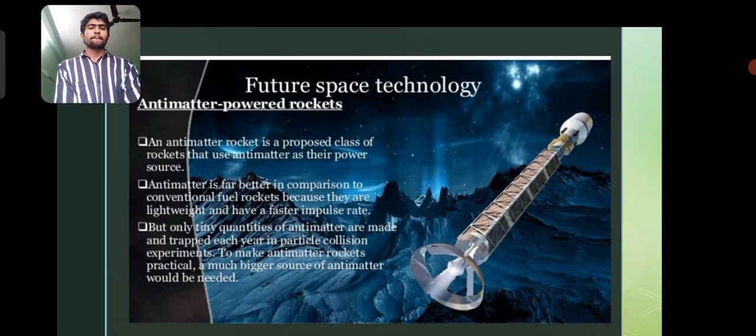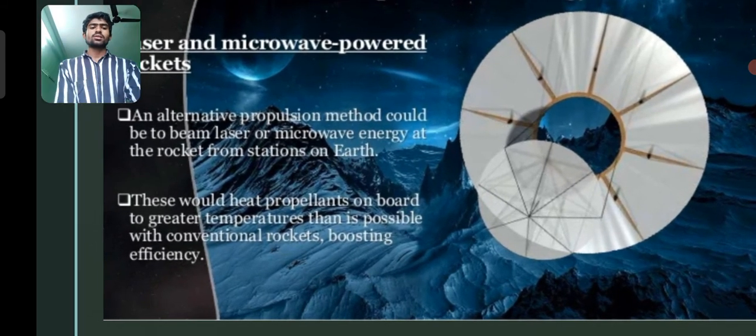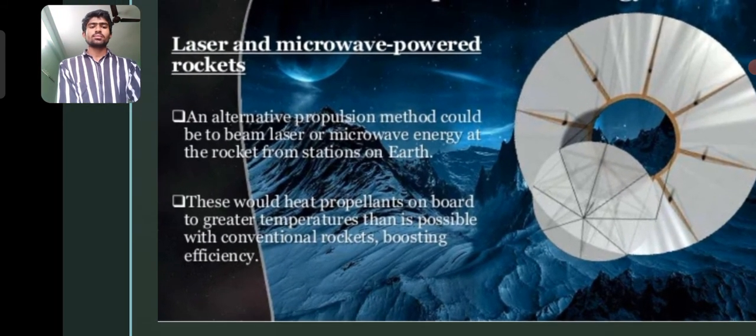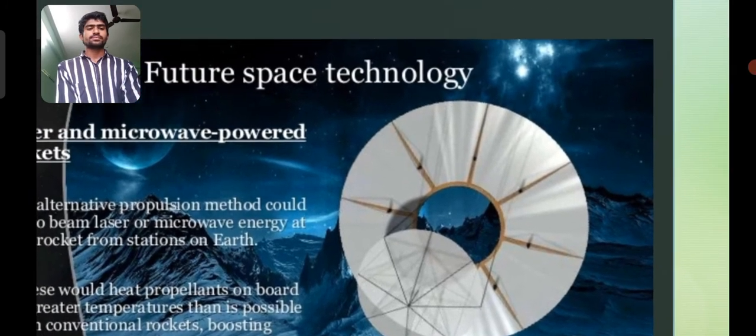And next, future space technology. Laser and microwave powered rockets are an alternative propulsion method, beaming microwave energy at the rocket from a station on the earth. This would heat propellants to a greater temperature than is possible in conventional rockets, boosting efficiency.